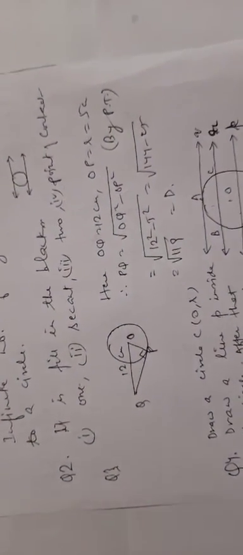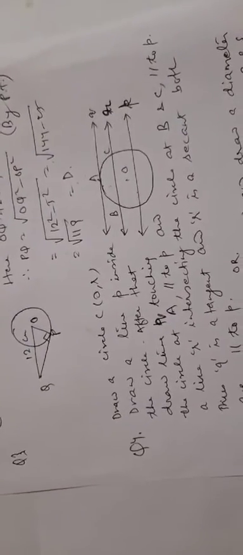Now we will use Pythagoras theorem to find PQ. PQ will be equal to the square root of OQ square minus OP square. We put in the known values: OQ is 12, so 12 square, and OP is 5, so 5 square. 12 square gives us 144, and 5 square gives us 25. The difference of these two gives us square root of 119, and the option will be D.